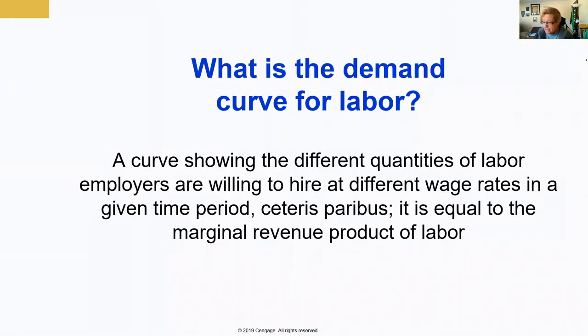Okay, so let's start with the demand for labor. Now, remember that back when we studied supply and demand, we said that the x-axis down here was quantity. We're going to change that up a little bit, and we're going to say it's the quantity of labor. Over on the y-axis, we put price. Now we're going to put wages.